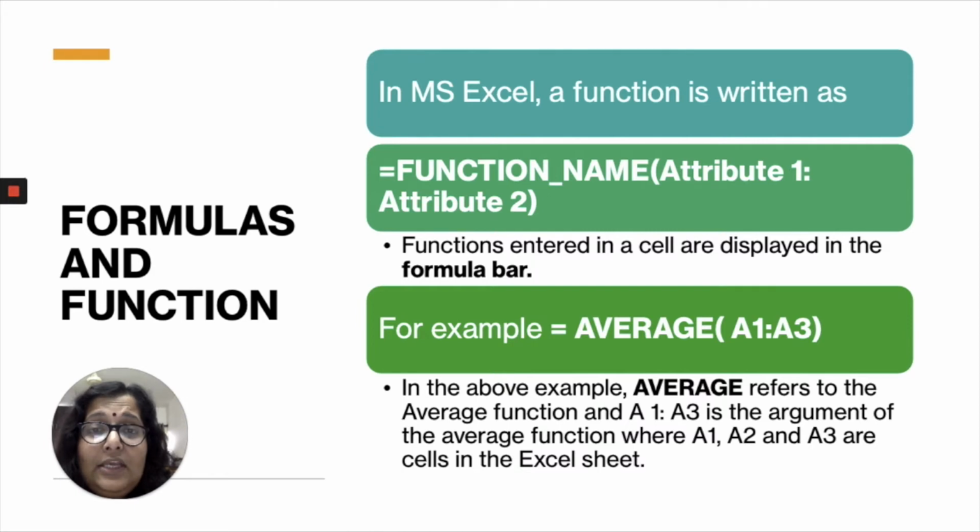So for example, =AVERAGE(A1:A3) means you are taking the average of three cells, A1, A2 and A3. In the above example, AVERAGE refers to the average function and A1:A3 is the argument of the average function. Average is the name of the function and A1:A3 is the argument of that function, where A1, A2 and A3 are the cells in the Excel sheet. You are considering the cells A1, A2 and A3 to find the average.